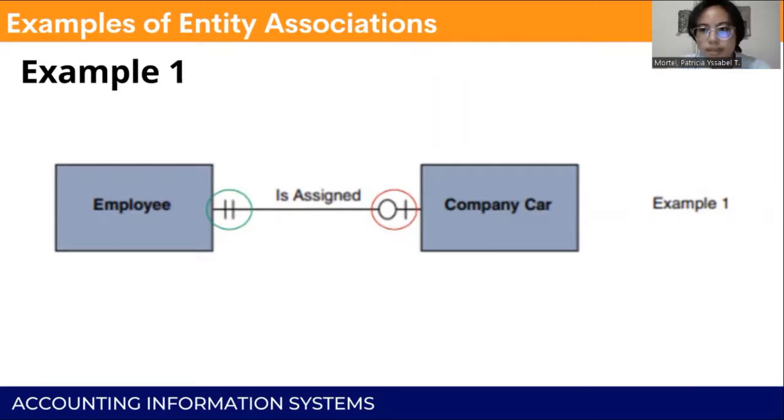From the company car entity's perspective, on the other hand, a company car is assigned to one and only one employee. One and only one employee who is a sales staff receives a company car. Hence, the two short lines at the employee end of the association line, which represents the cardinality of one and only one.